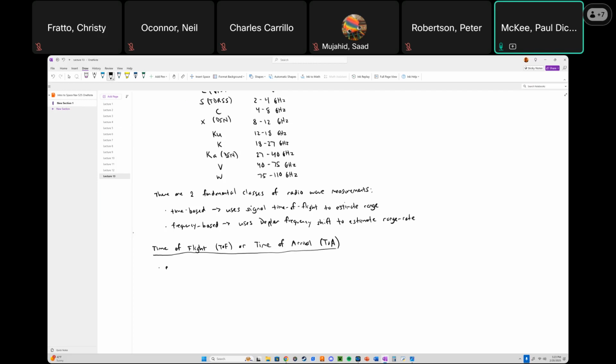We can estimate distance between transmitter and receiver by measuring the light time between them.